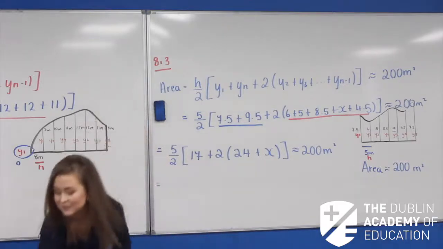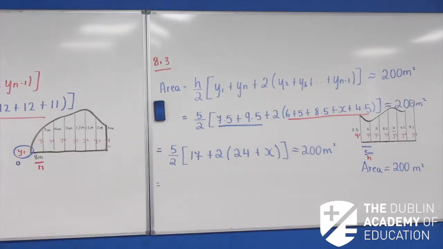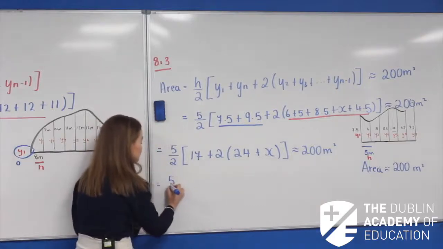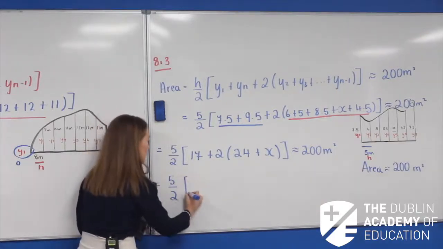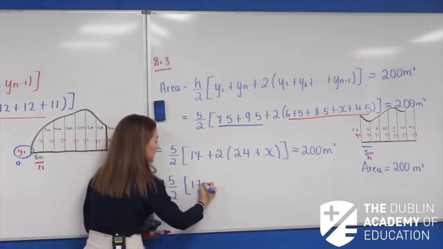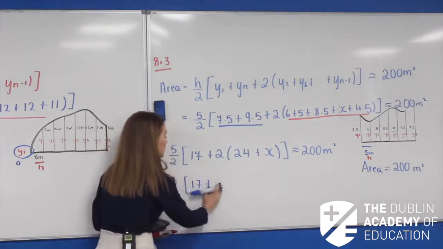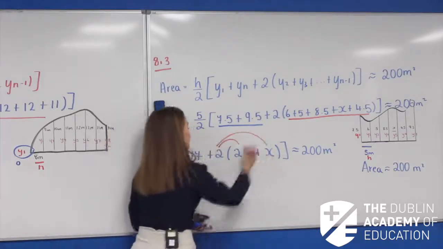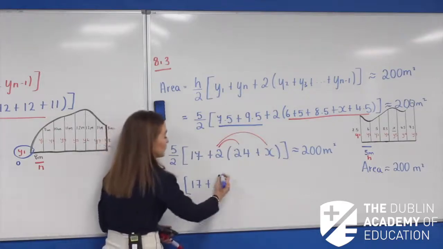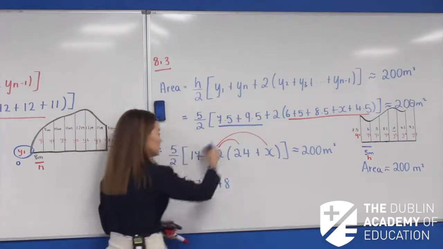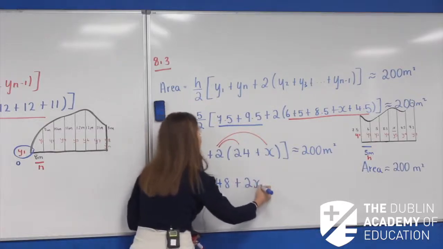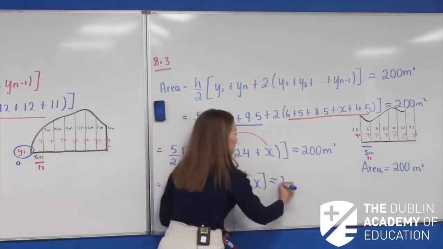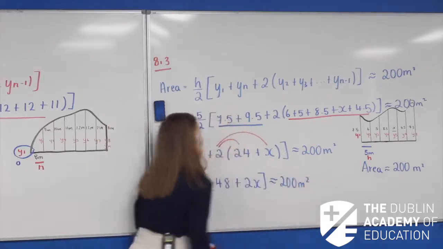So I'm going to try to speed myself up just ever so slightly. I'm going to get my calculator, 30 seconds. So I'm going to have 5 over 2, open my bracket. Now 17 plus 2, plus what I'm going to do is multiply out this bracket. 2 times 24 and 2 times x. 2 times 24 is going to give me 48. 2 times x is going to give me 2x. Close my bracket here. Let it equal to 200 meters squared.